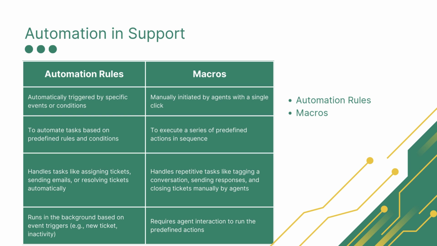The automation rules work in the background, executing tasks automatically based on triggers, whereas macros are initiated by agents, allowing them to perform multiple actions in a sequence.